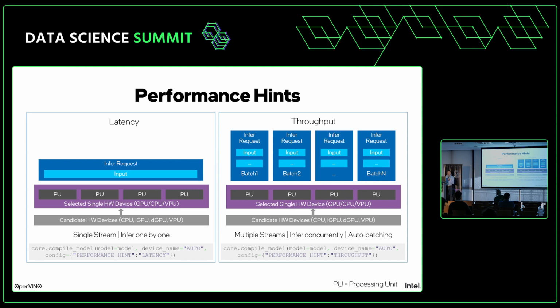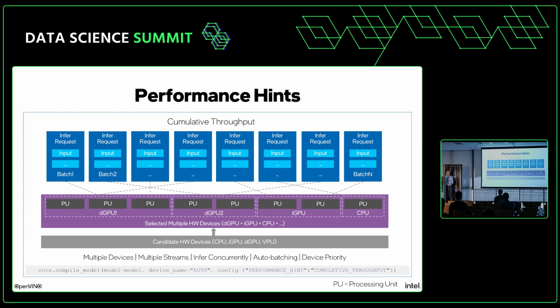There is also one more mode called cumulative throughput. In this case, auto will select many devices, not just one, but many devices you have in your computer, for example. Of course, it will create multiple streams, infer concurrently with auto batching, and will care about the device priority you provided in config. So if you care about really high throughput, we recommend using cumulative throughput mode. And of course, in code, it's called cumulative throughput as well.